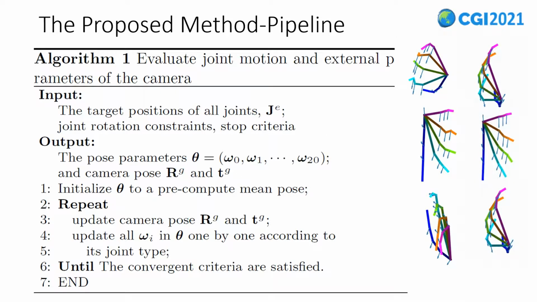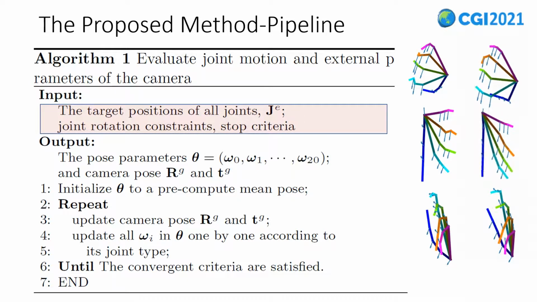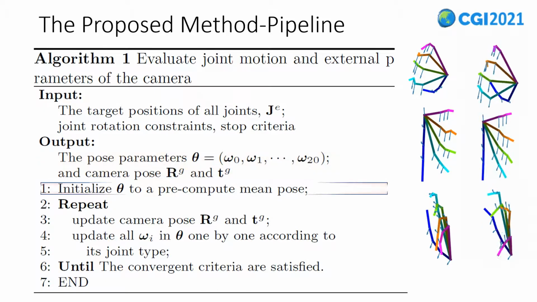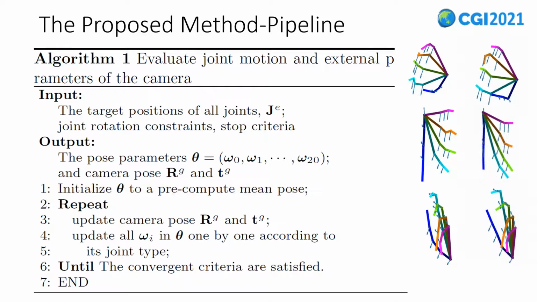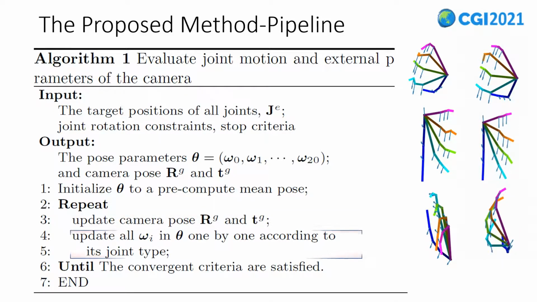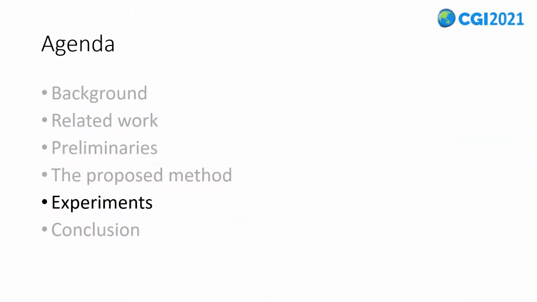The pipeline of our algorithm is as follows. The inputs are the target positions of all joints, joint rotation constraints, and stop criteria. The outputs are the pose parameters and camera pose. We first initialize our pose parameters. During the optimization process, two types of variables are optimized alternately, and this iteration ends when the criteria are satisfied. We will then show our experiments.